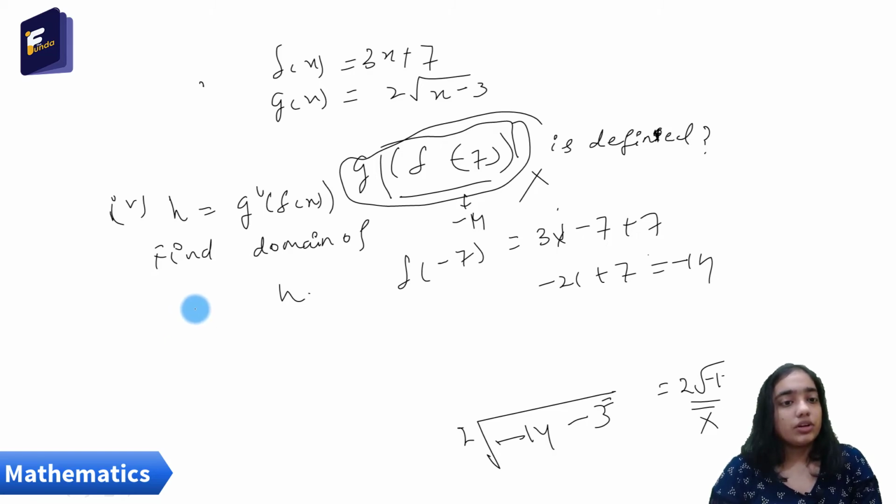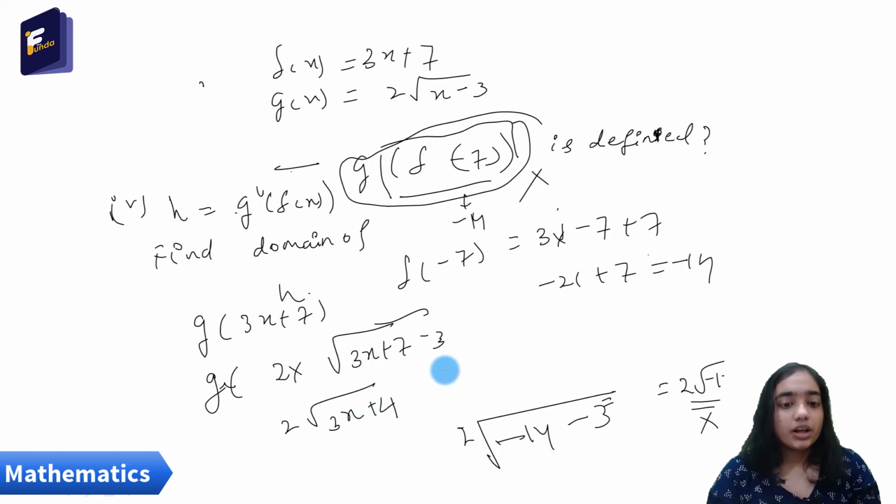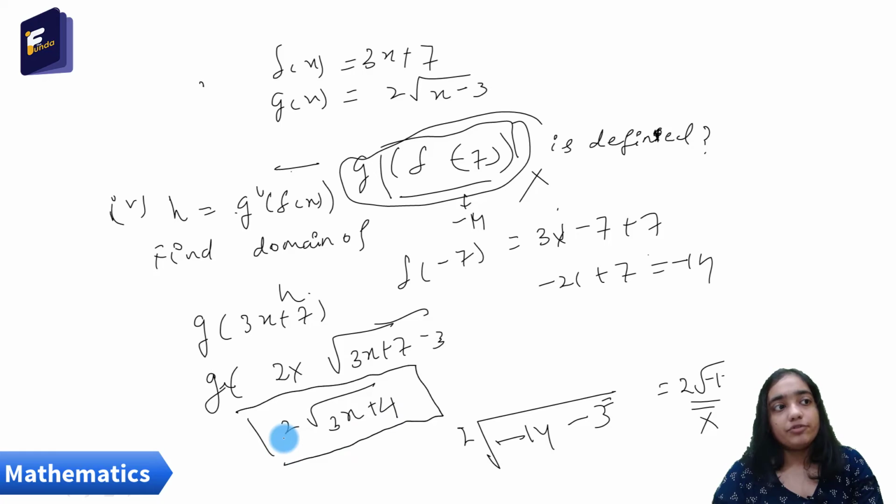So f of x is 3x plus 7. We will put g of 3x plus 7, which is equal to g of 2 into root 3x plus 7 minus 3. It is 2 root 3x plus 4. Now here we have to find the domain of this whole function.